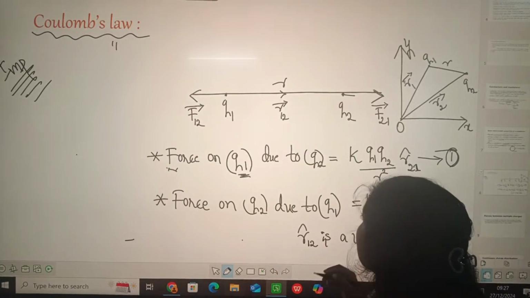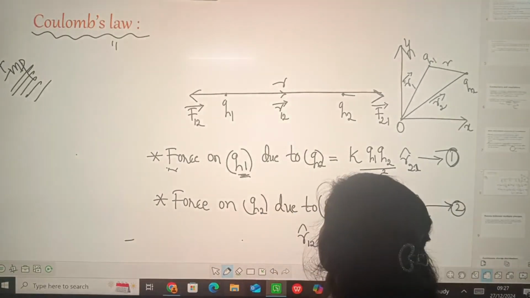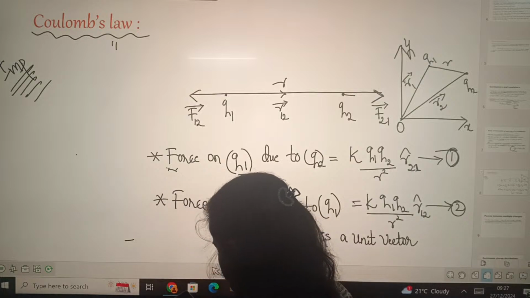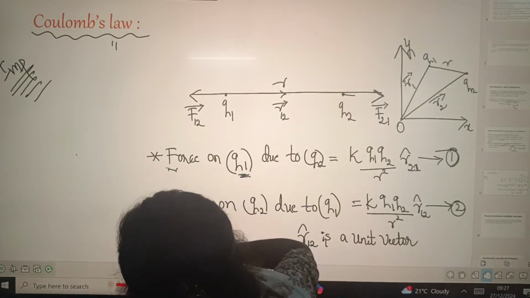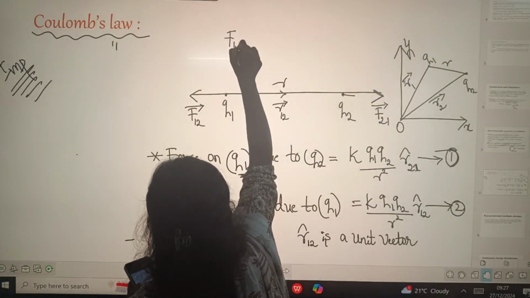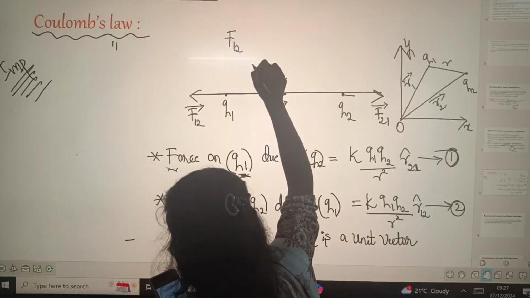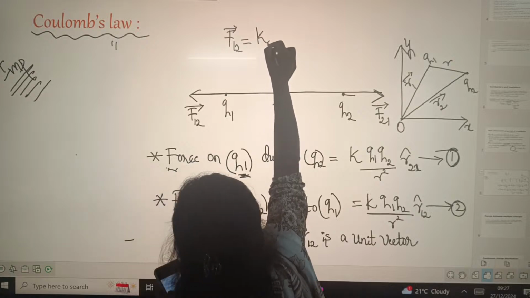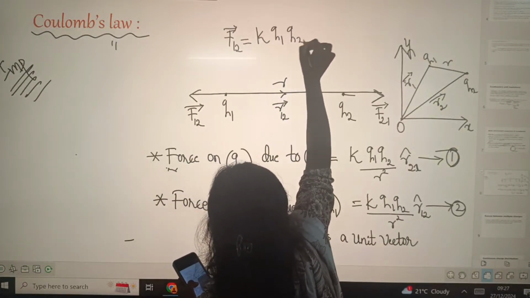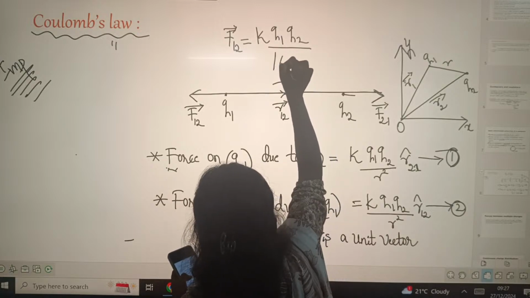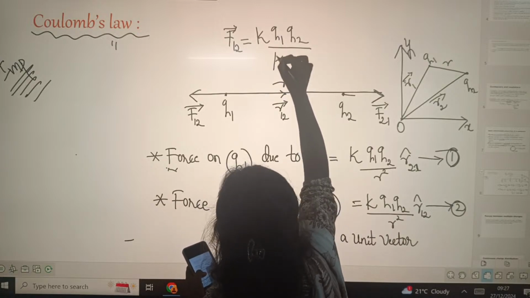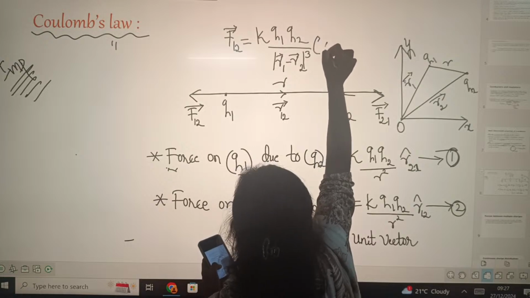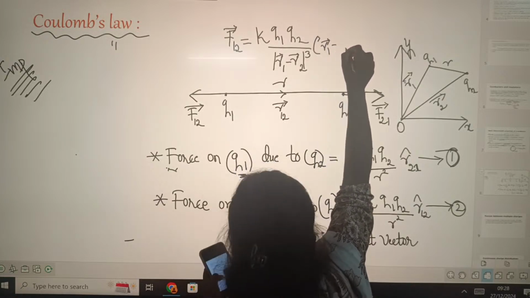Then the force on Q1 due to Q2 can be written as F12 bar is equal to K into Q1 into Q2 divided by the modulus of R1 bar minus R2 bar, whole cube, into R1 bar minus R2 bar.